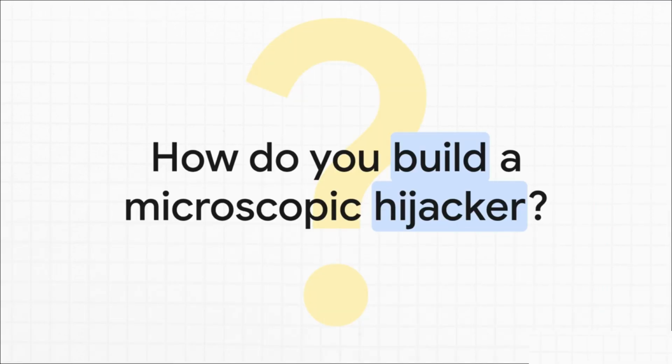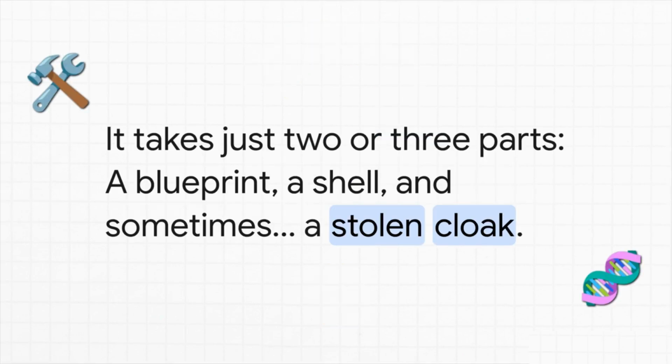So, let's start with the big question. How do you build a microscopic hijacker, something so tiny yet so ridiculously good at taking over a living cell? It's kind of wild when you think about it. This isn't just random biology. You know, it's like a masterclass in minimalist design. And you know what? The answer is shockingly simple. It really just boils down to 2, maybe 3 parts, built from the inside out. You've got the blueprint, the shell, and then sometimes a stolen cloak. And yeah, we're going to break down every single one.